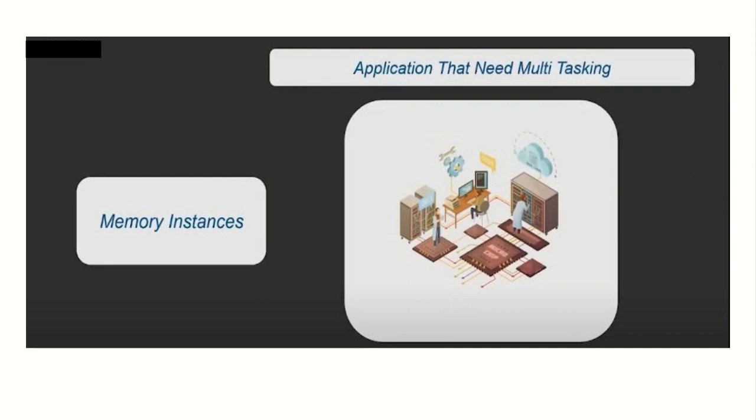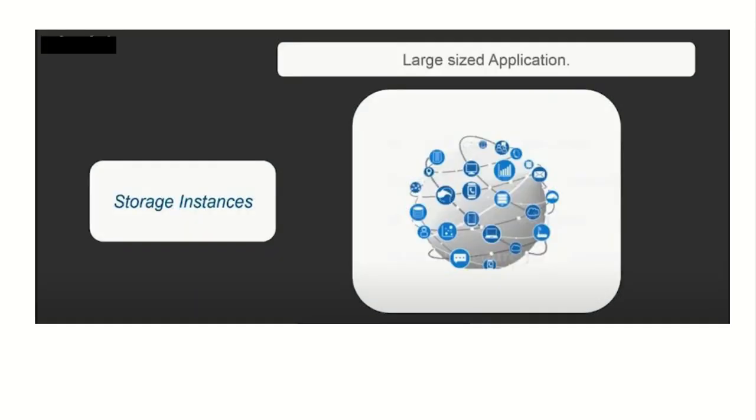And what kind of application? Well, we can think of applications that need multitasking, multiprocessing. Say for example, I need a single system that fetches data for me, processes it for me, builds a dashboard for me, and then gives it to the end customer as well. So these kinds of applications require memory instances. Thereafter in this list we have the storage instance.